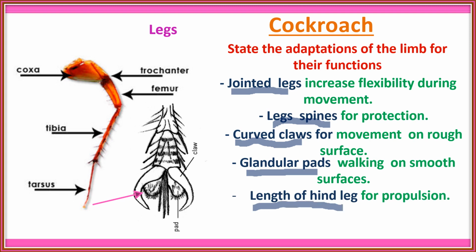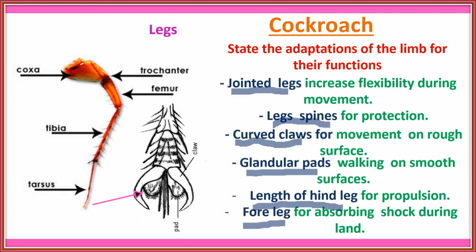Then we have the length of the hind leg. If you look at it, it is adapted in that it is very long. It is mainly for propulsion when the insect is going to fly. Then we have the forelegs. These ones are very short, and they are for absorbing shock during landing.